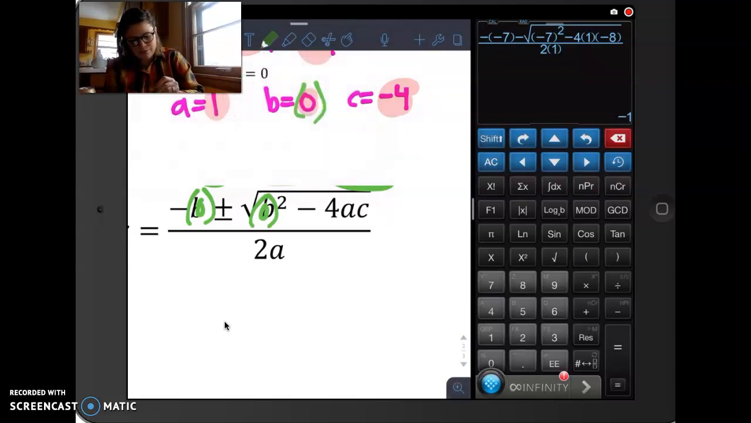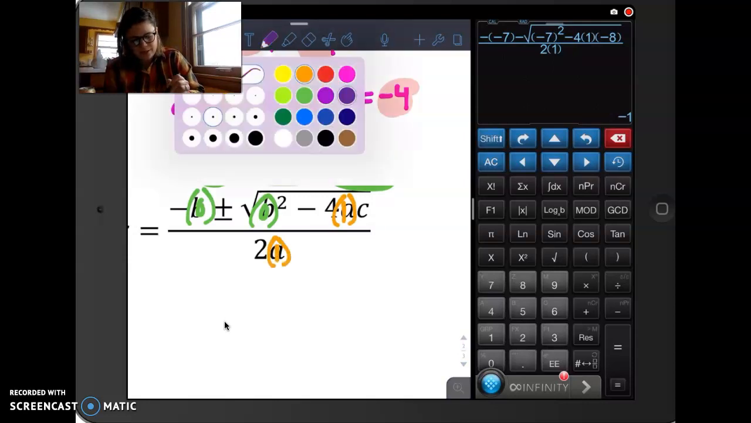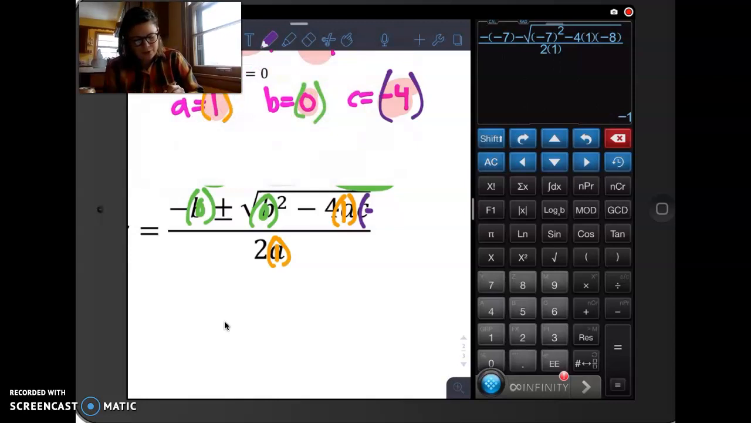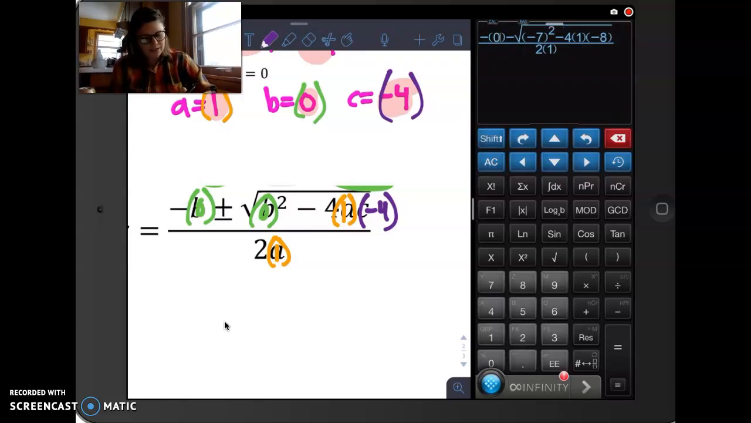My A is 1, right? We always want to put it in parentheses, so putting in 1 for A. And then our C value is -4, so I put in -4 for C. And then all I need to do is just basically type in those equations. It's nice to be able to tap in your calculator too, so I can just replace these values with the values that I want, and then I don't have to retype.